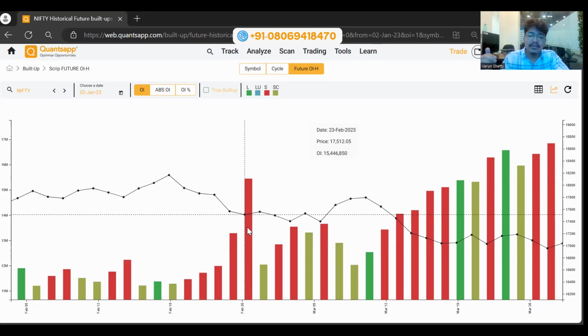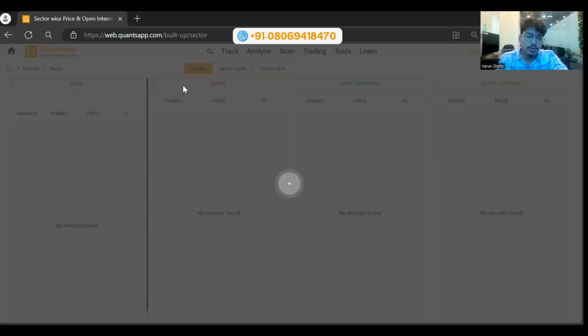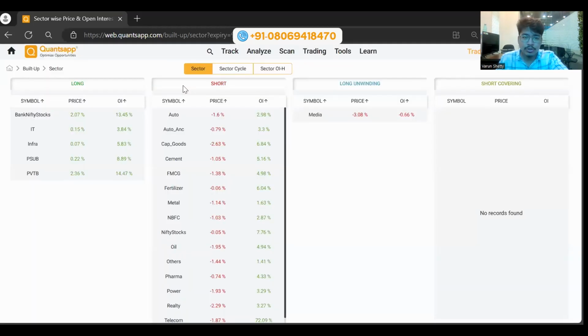How do you identify these things further? So we need to look at sectors. For sectors, you can just search for sector now. Okay, you'll find build-up sectors. So just open this tool. Once you open the build-up sectors, you just let it load, and it will show you what sector is following what build-up. So under long, you can see these are the sectors which have an increase in price and increase in open interest, which is today.